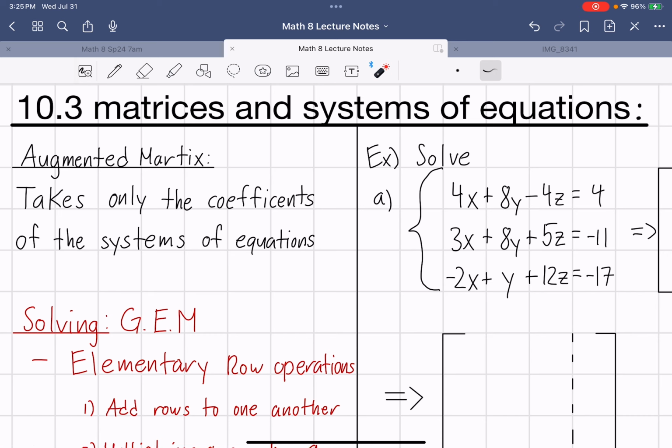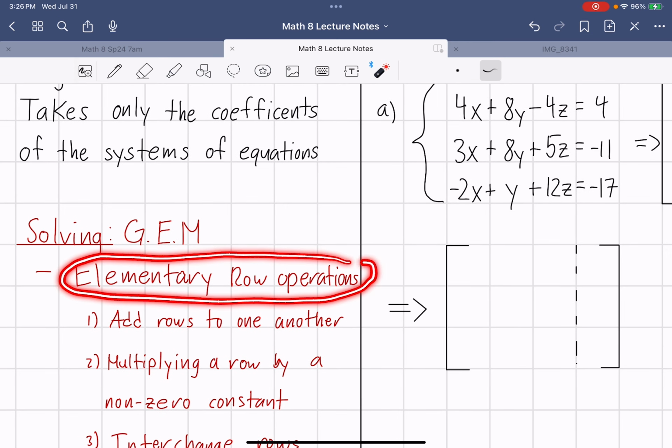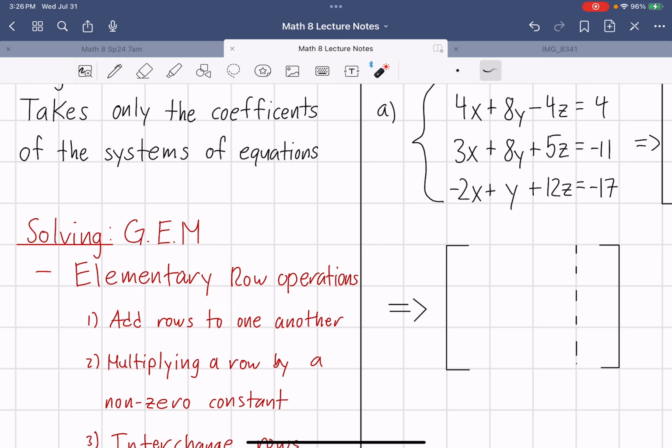And that's the method we're going to use in this particular section, the addition/elimination method. That's the term that was used in algebra. To solve this system, we're going to use something known as elementary row operations. Since we are going to change this system of equations into a matrix, remember, matrices are made up of rows and columns. So we're changing the verbiage a little bit.